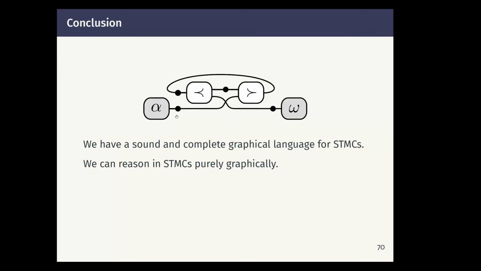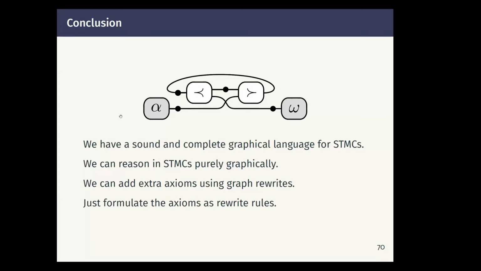And this means that we can reason in these categories purely graphically, which is much easier than trying to navigate these long strings of text that you can't decipher. And we can also add extra axioms to our categories, which is often required to add structure, using these graph rewrites, as we said before. And yeah, we just formulate the axioms as we write rules, perform a rewrite, and then you're done. You've done it. So that is all. Thank you all for listening.